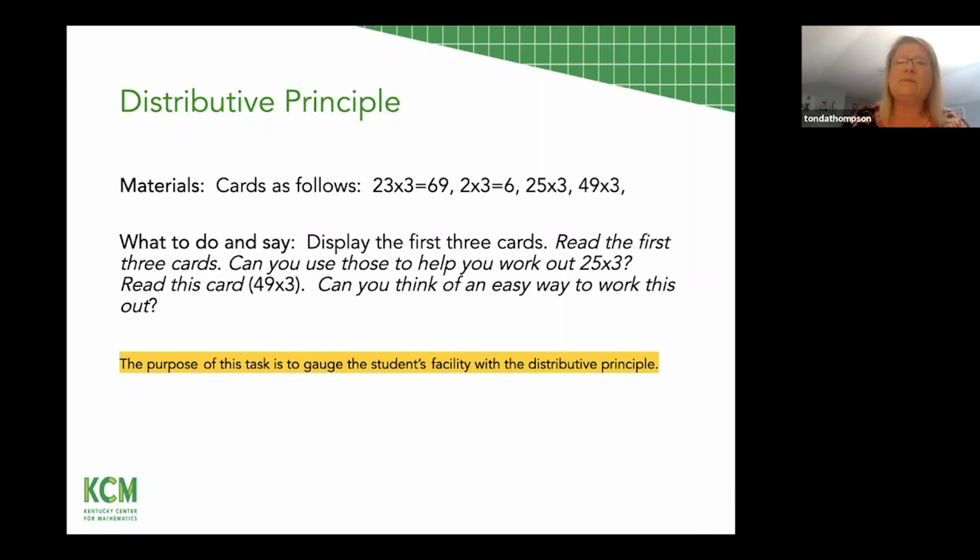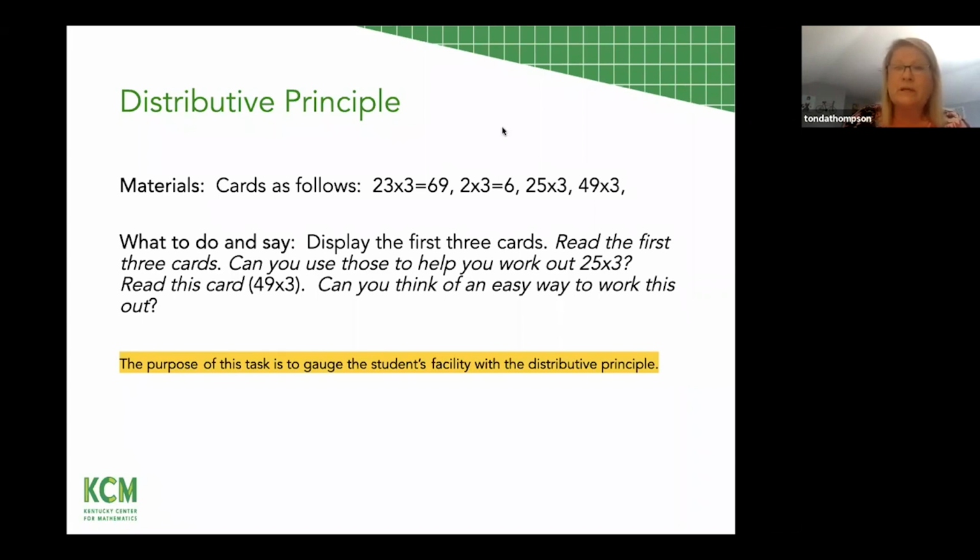But I understand how difficult it is. A teacher says, I understand the importance, but how do I get them to do that? How do I move kids to think about that without just telling them and giving them a procedure to do?